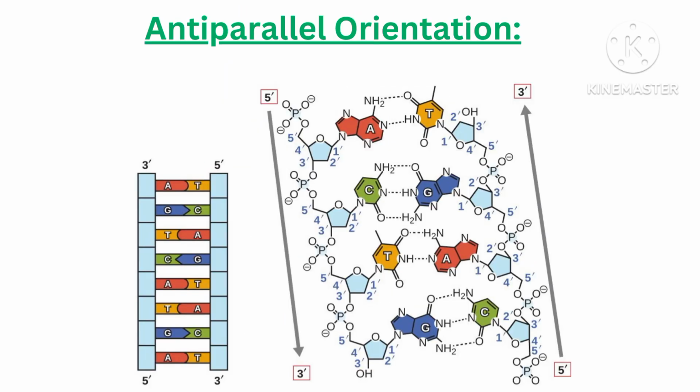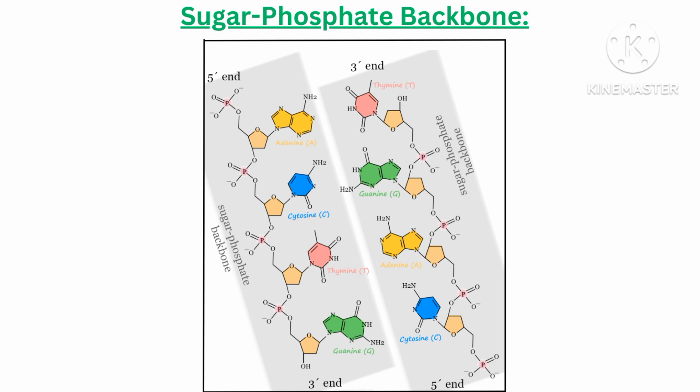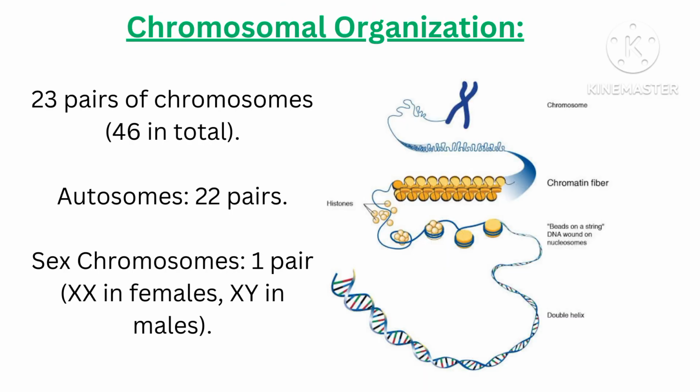The two strands have anti-parallel orientation. They run in opposite directions. One strand runs 5' to 3', and the other runs 3' to 5'. This polarity is crucial for replication and enzymatic activities like transcription. Sugar phosphate backbone. Composed of the sugar deoxyribose, phosphate groups link adjacent sugars via phosphodiester bonds. It provides structural integrity and protection to the DNA molecule.